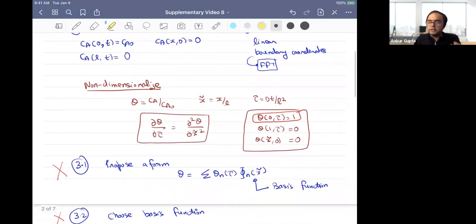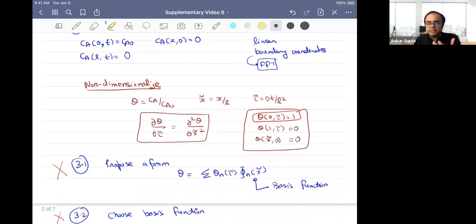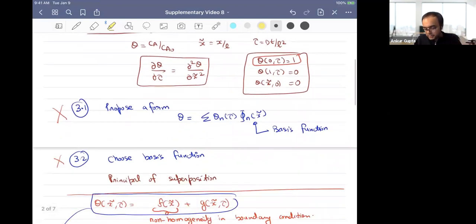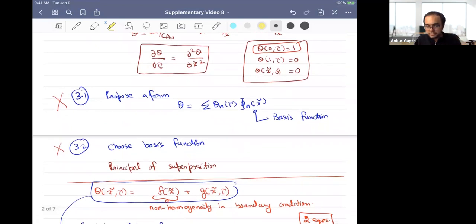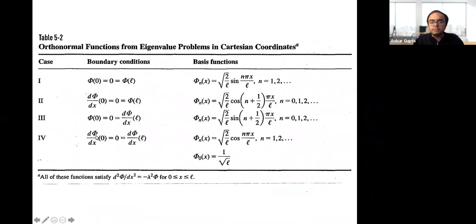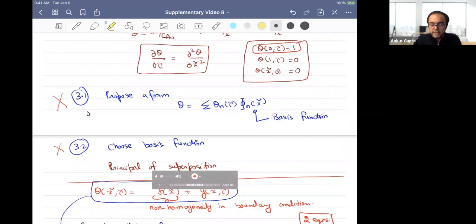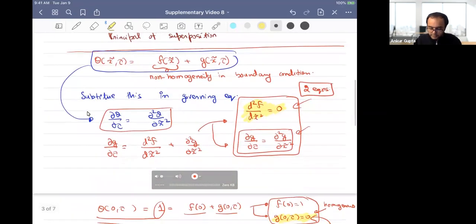When we non-dimensionalized it, we got a very simple equation, del theta by del tau is del square theta by del x square. And we had boundary conditions of 1, 0 and initial condition of 0. Now, when you propose the form and choose the basis function, we saw that there is no case which allows us to choose the boundary conditions we have, because there is a value of 1 floating around at x is equal to 0. So we said we will apply the principle of superposition. We will create another portion which is just dependent on x and not on time, so that we are able to circumvent this non-homogeneity in the boundary condition.